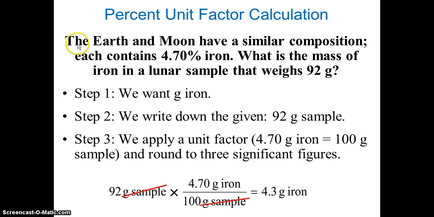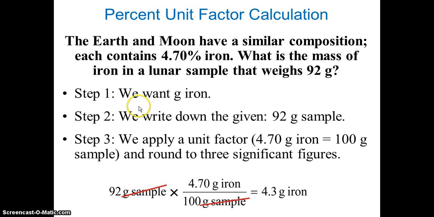Now, let's take an example. The Earth and Moon have a similar composition. Each contains 4.70 percent iron. What is the mass of iron in a lunar moon sample that weighs 92 grams? Now remember, we need to use percent as a unit factor in this calculation.